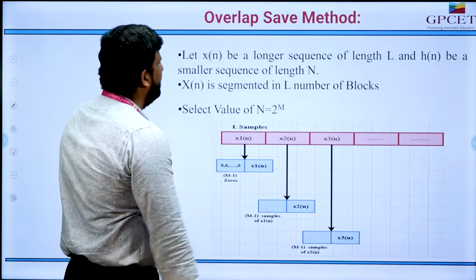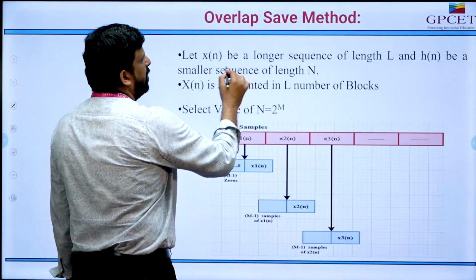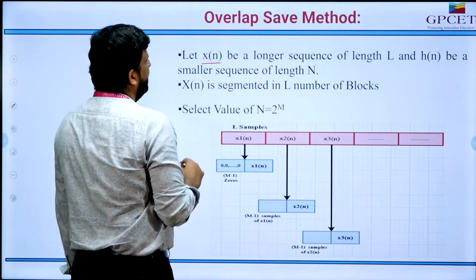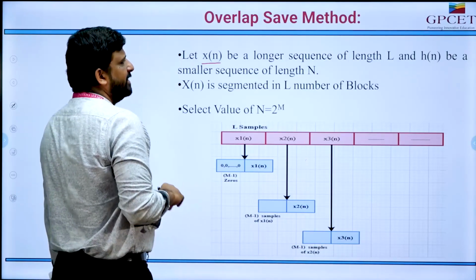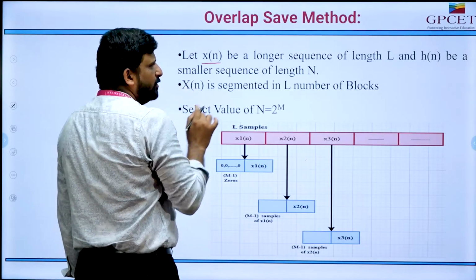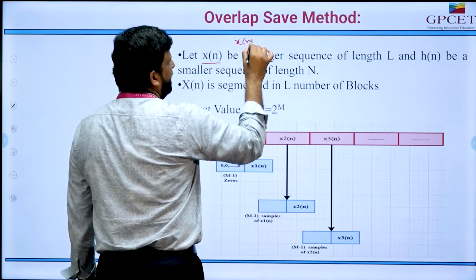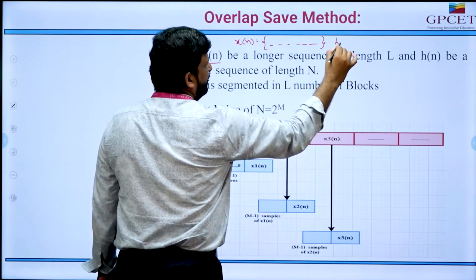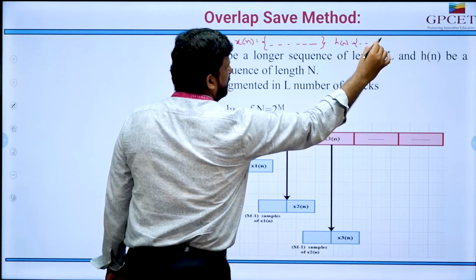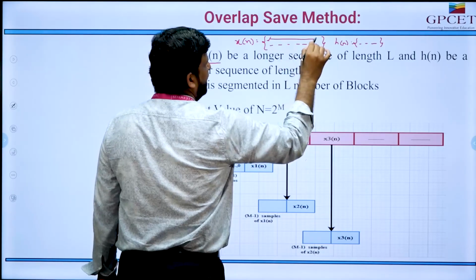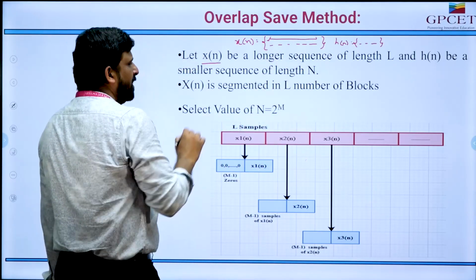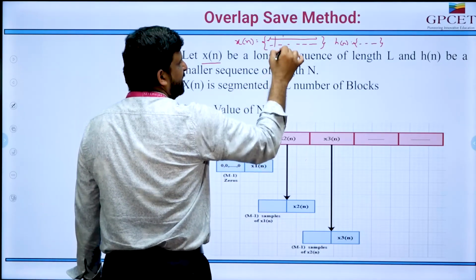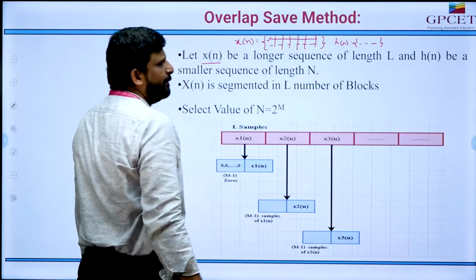See here, let x of n be the longer sequence of length capital N and h of n be a smaller sequence of length capital N. Now what we need to do: x of n is very long when compared to h of n. The length of h of n is small, let it be 3. So for this, x of n is segmented into L number of blocks.